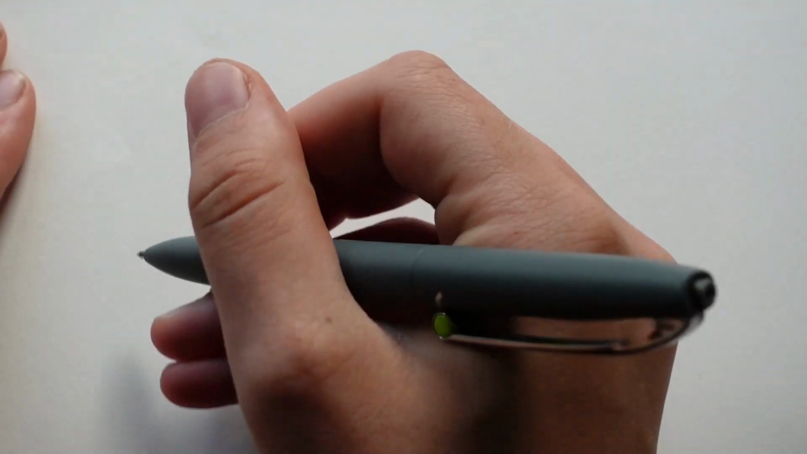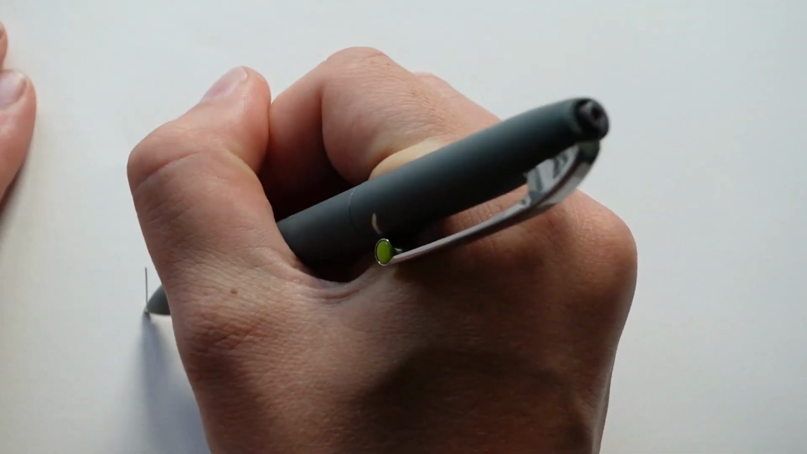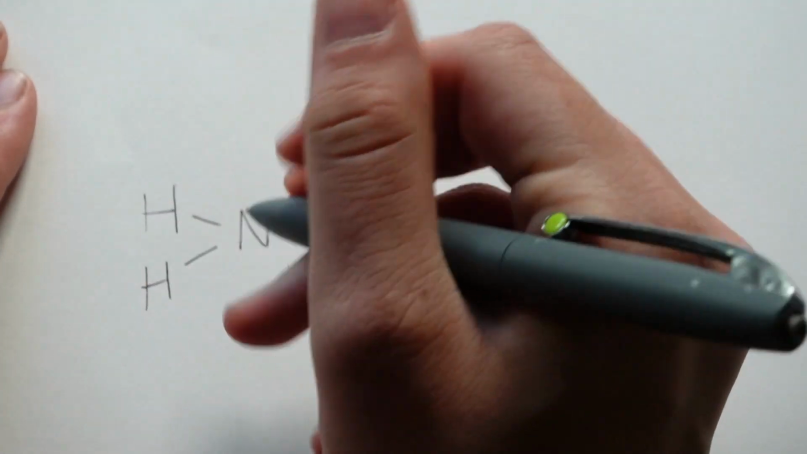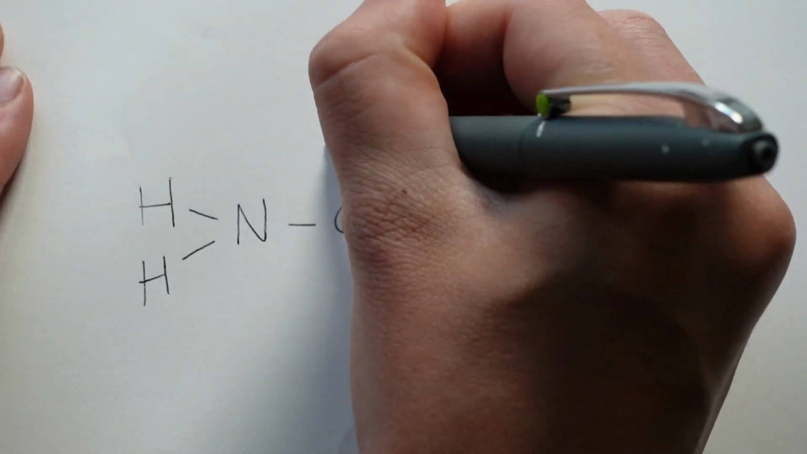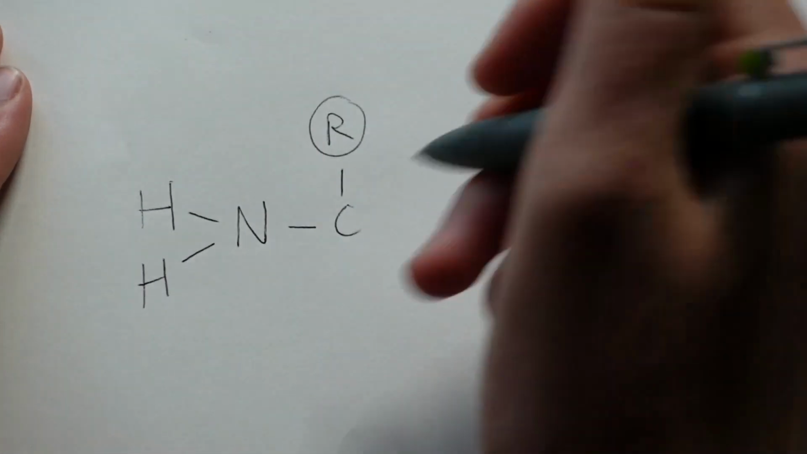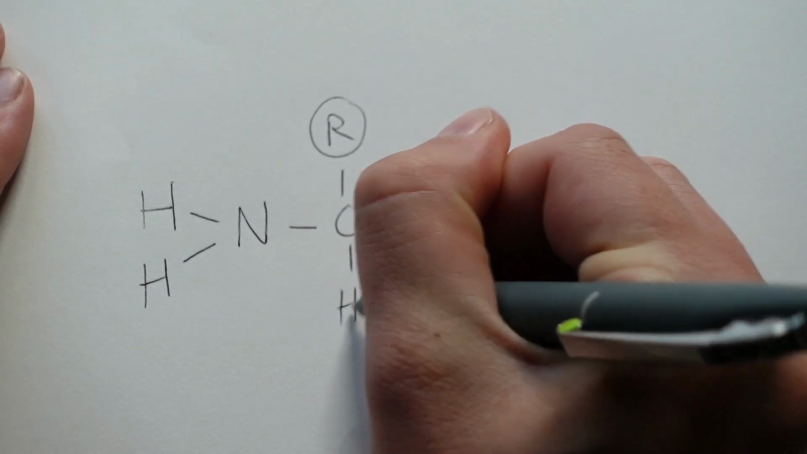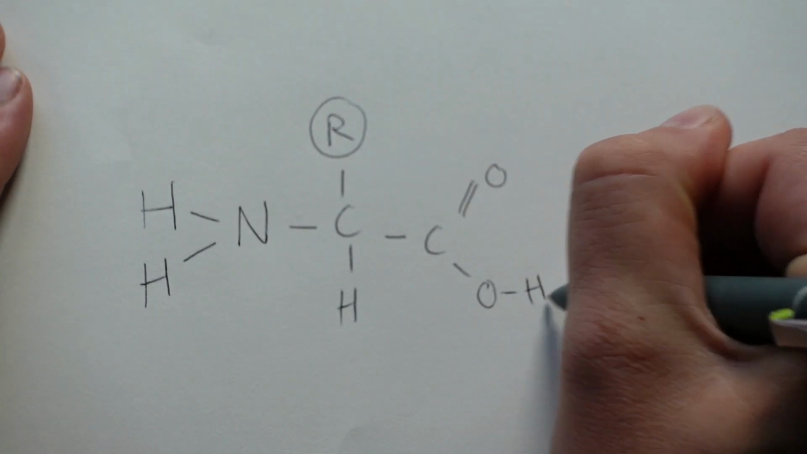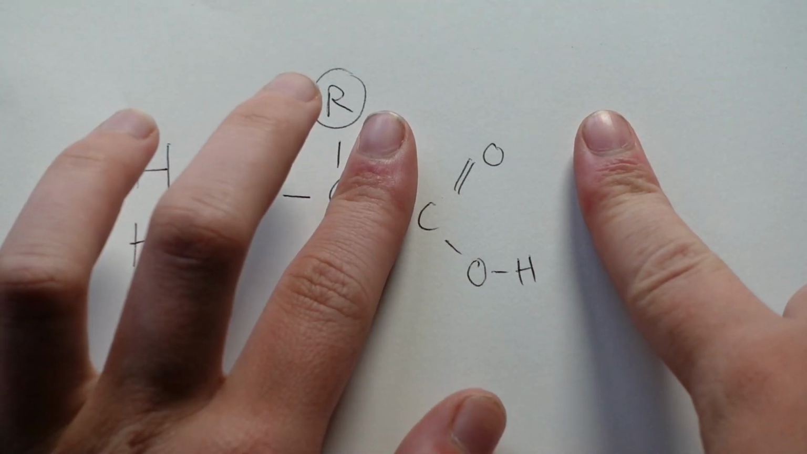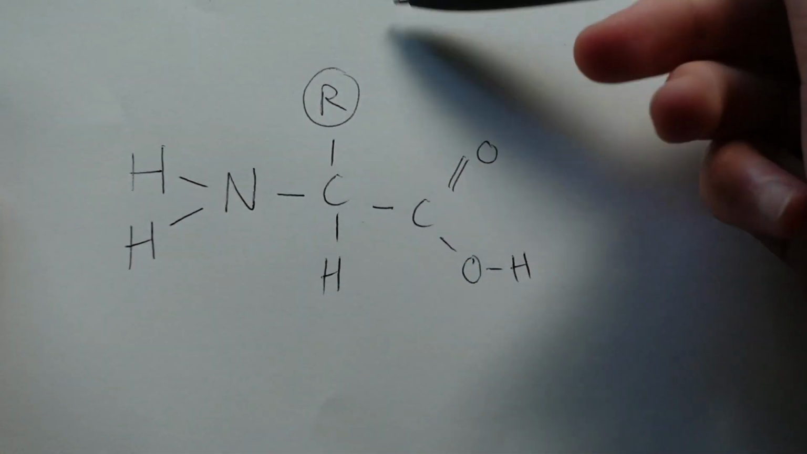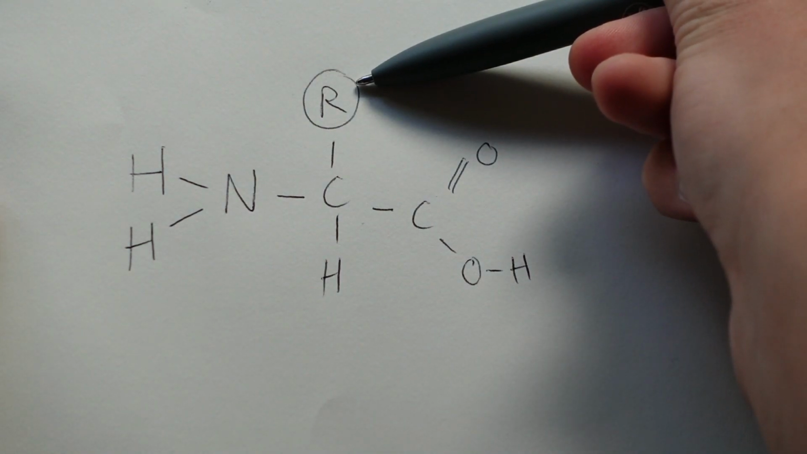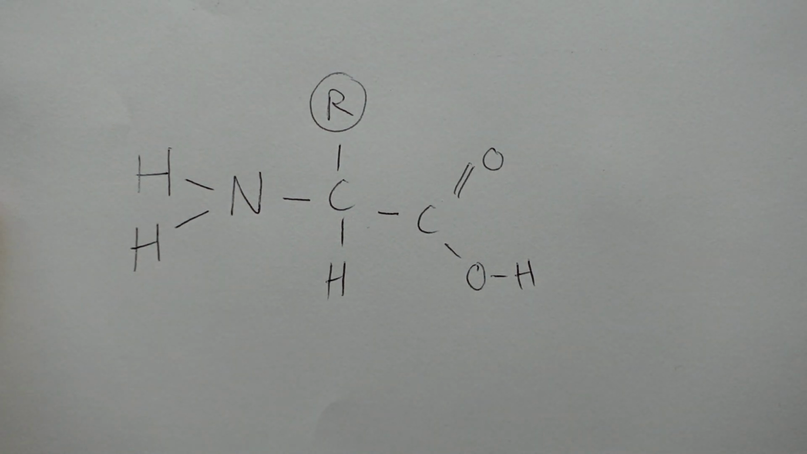This is an amino acid. This is an amino group. This is an R group. And this is a carboxylic acid group. The R group can be 1 of 20 different types of groups. So that's why there are 20 different types of amino acids.